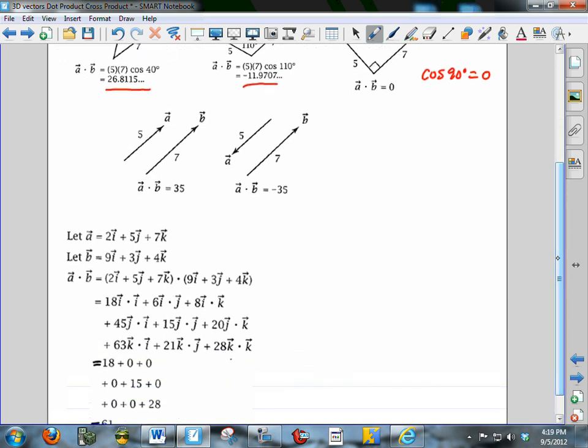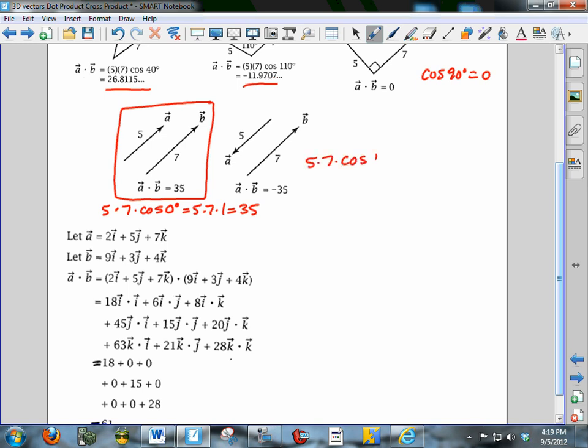Two other special cases: if we have two vectors that are going the same direction, like the figure on the left here that I'm putting a box around, the angle between them is 0. So we would end up saying 5 times 7 times cosine of 0. Since cosine of 0 equals 1, that's 5 times 7 times 1, that's where you get the 35. So when two vectors are going in the same direction, their dot product is just the product of their magnitudes.